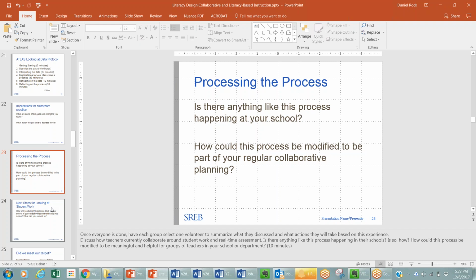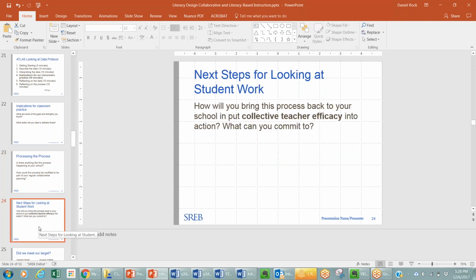I say that because this is the only part of the training where we're really digging into spread. And we know year two we want to hit that. So it's important that we emphasize that this is the teachers doing this in your schools. They never have to hear about LDC, but they're doing LDC. So what will you do back in your school to put collective teacher efficacy into action? What can you commit to?